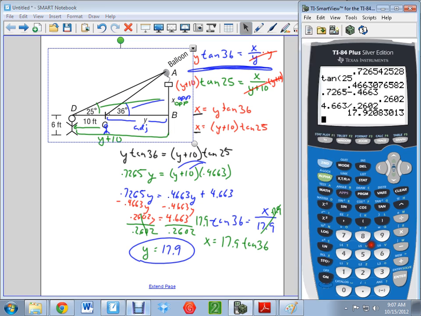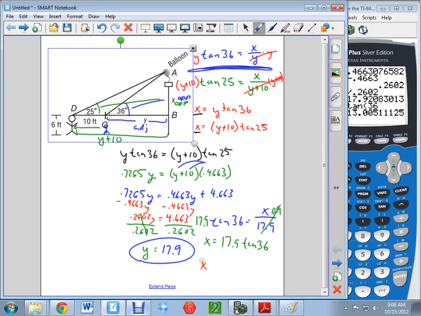So I'm going to go ahead and calculate that out. 17.9 times the tangent of 36, and that is going to be 13. So x is 13. Now you may think I can just stop right there and that's the height of the balloon, but you've got to be careful because you have to realize that I am 6 feet tall. That information is also given to me in the problem.